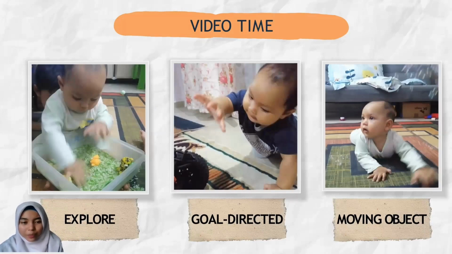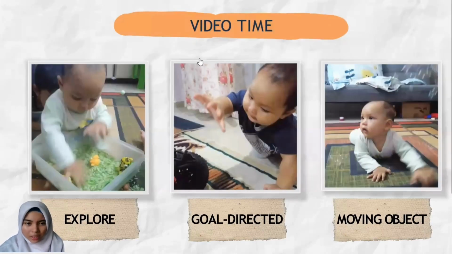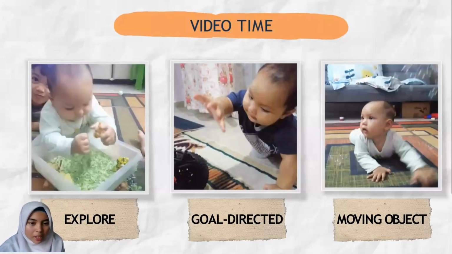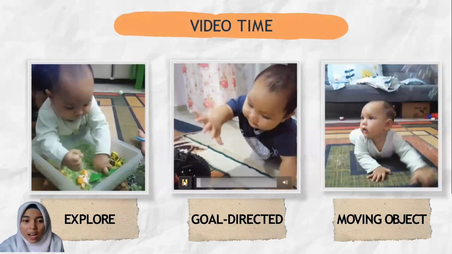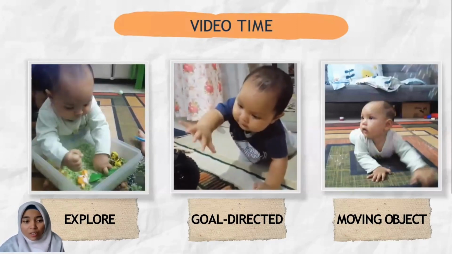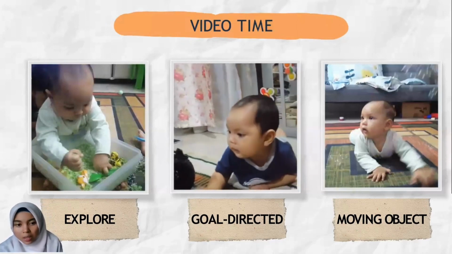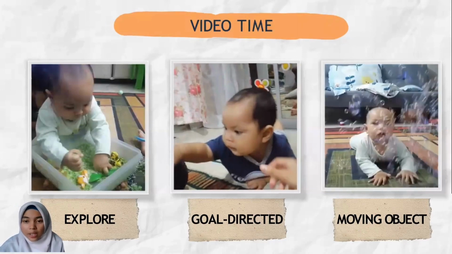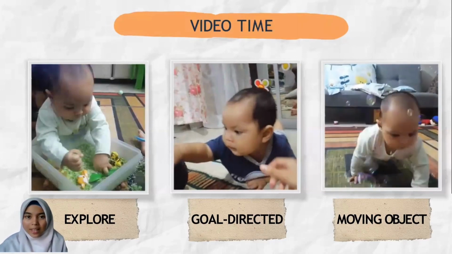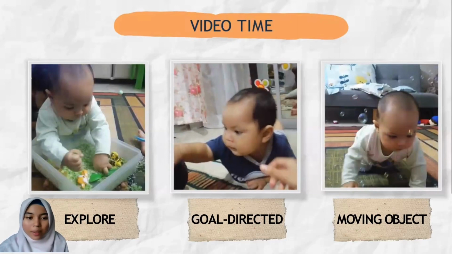In the first video we played, the baby's name is Farid, my nephew, 8 months, exploring sensory. I gave him the rice. Alright. The next is goal directed. I call his name, but he does not look at me because his aim is to reach the toy. The last video is moving object. We gave her a bubble and she went to the bubbles because infants are attracted to moving objects.